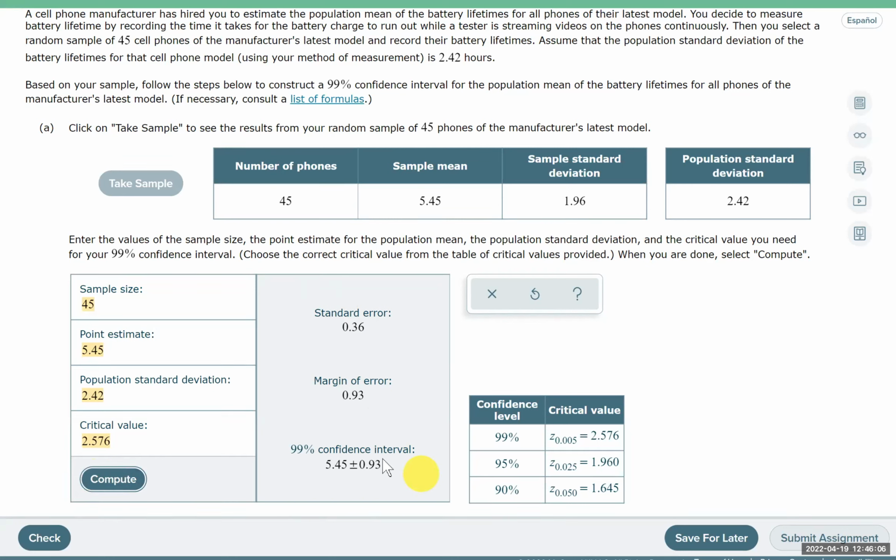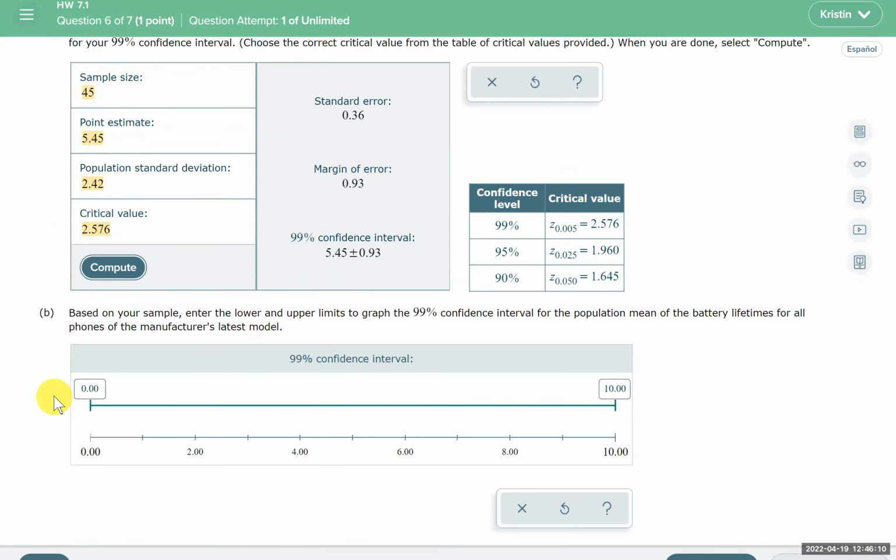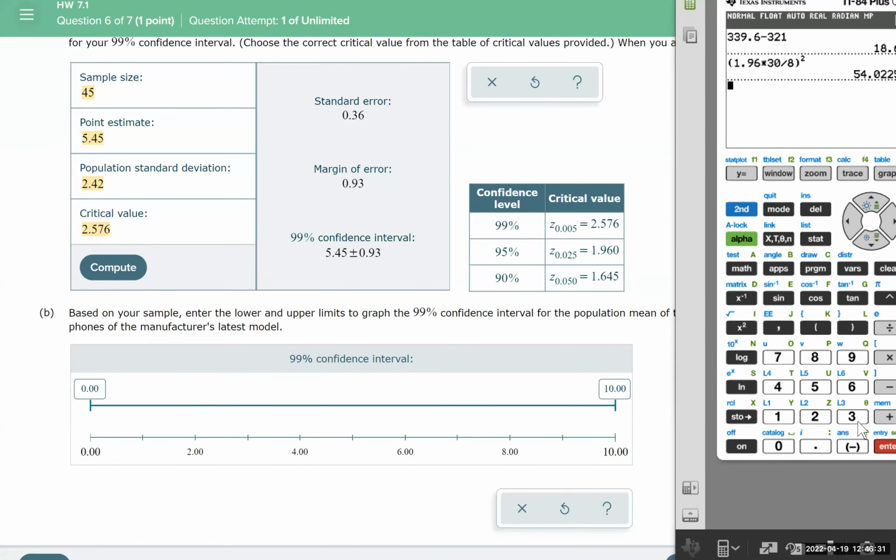And there we go. So I'm going to scroll down here. And they've given the interval in the form point estimate plus or minus margin of error. And they'd like you to graph the confidence interval with its lower limit and its upper limit based on their results. All right, so all we have to do, let's go with the lower limit. Sorry, let me get my calculator in a better spot for us.